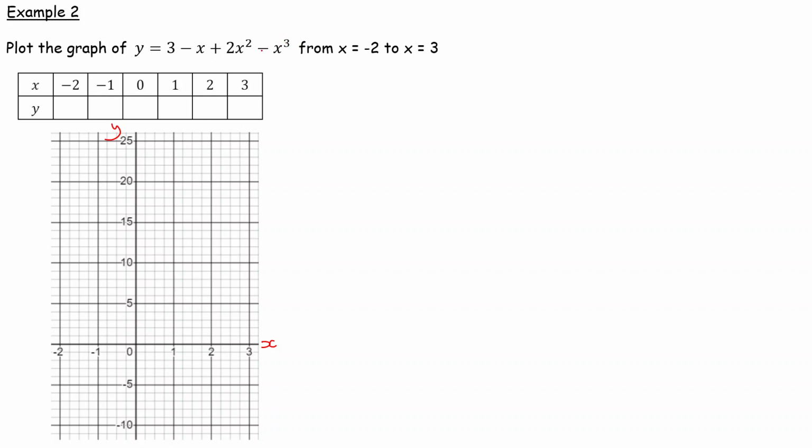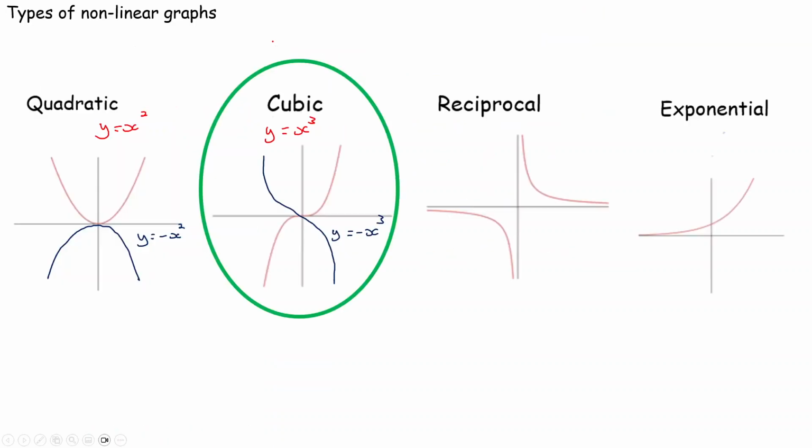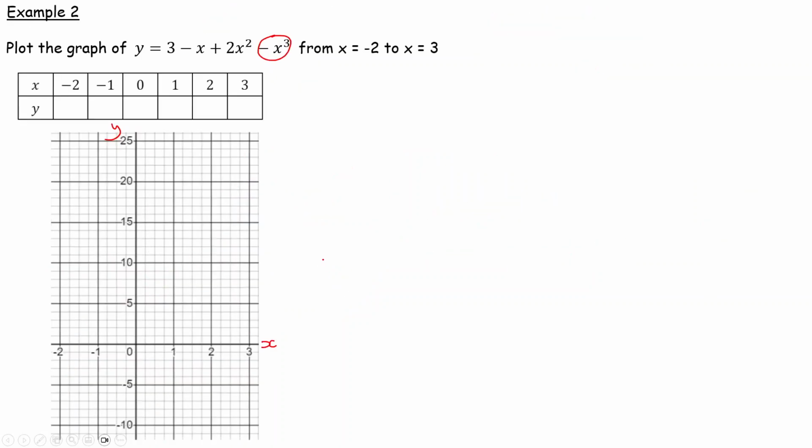Right, and because it's got a minus x cubed, this part here, we know going all the way back to the first slide, if you've got a negative before the cubic, it's going to look like this blue kind of cubic graph. So it's going to be kind of going in the opposite direction like this. That's going to be the rough shape of this graph, hopefully.